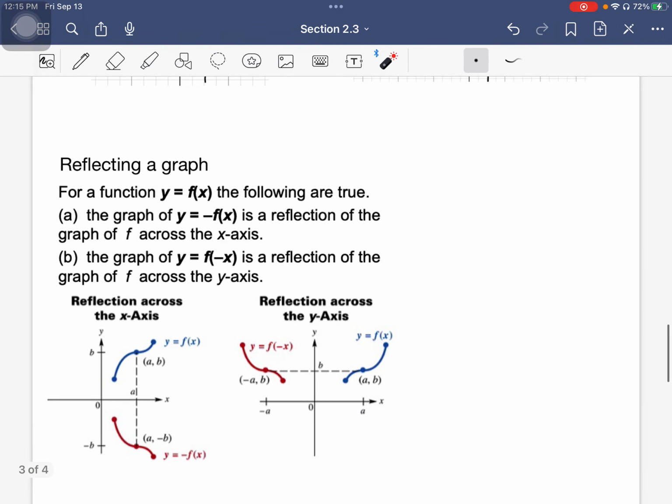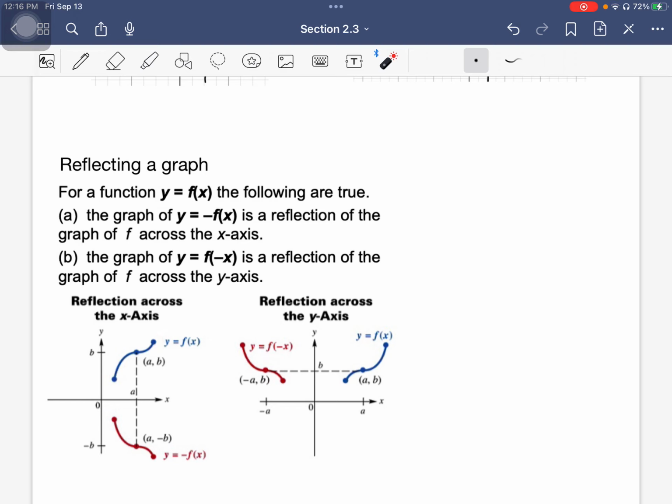So here are two examples of this. This blue curve here is our original graph, and if we reflect it across the x-axis, so we're taking minus of our original function, every single point here would be exactly reflected across the x-axis. So this point becomes this one, this one, this one, and this one becomes this one.